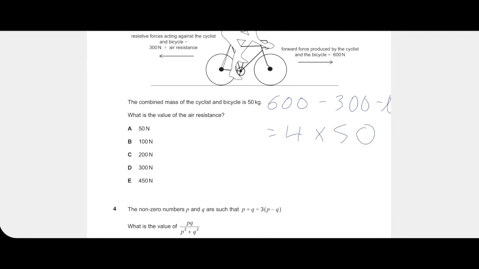So I'm going to quickly simplify it down to 300 minus x is equal to 200, and therefore x is equal to 100. And the answer to the question is B, 100 newtons. And that is question number 3 completed.